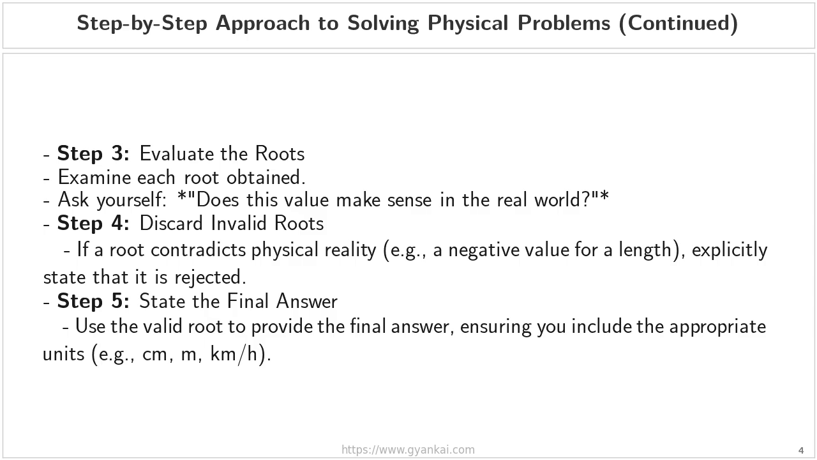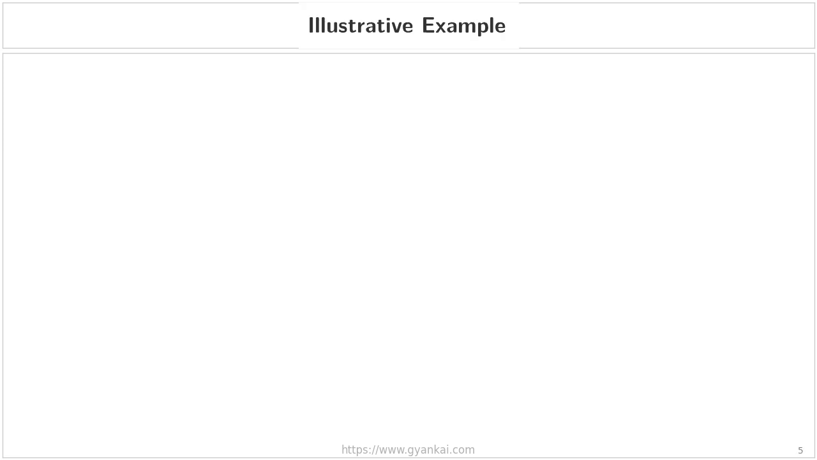Now that we have covered how to model and solve the equation in the previous steps, let's move on to the final part of our systematic approach. In the next few slides, we are going to see this entire process in action with a practical, illustrative example.